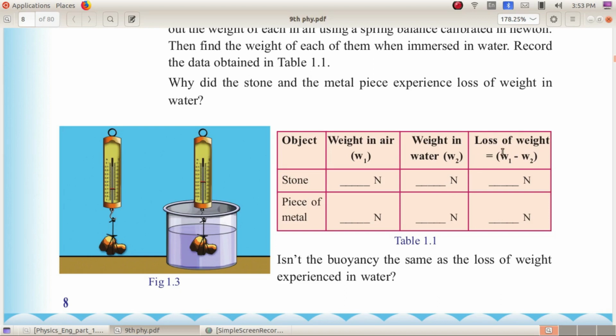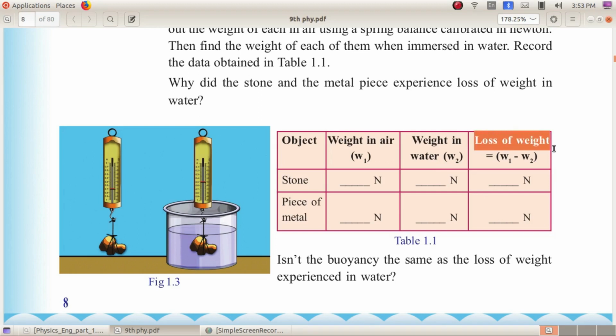This means that in order to calculate the buoyancy experienced by a substance immersed in a fluid, it is enough to find out the loss of weight of the substance in that fluid. This should be noted. That is, we can measure buoyancy. For that, we have to find its weight in air and the weight in fluid, then subtract from the weight in air. Thus, we get the buoyancy experienced by the substance.